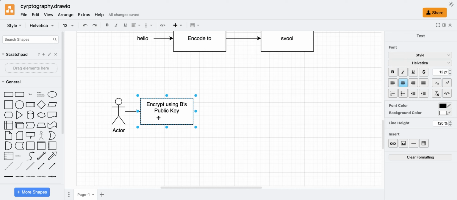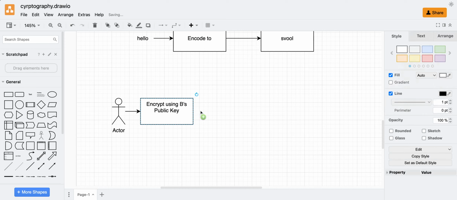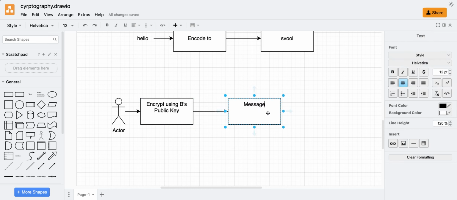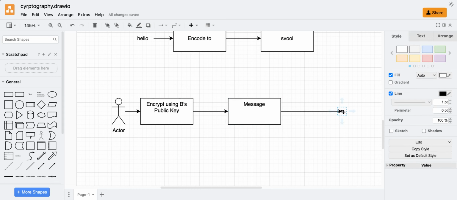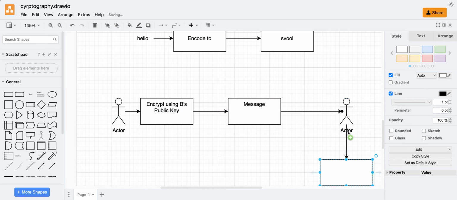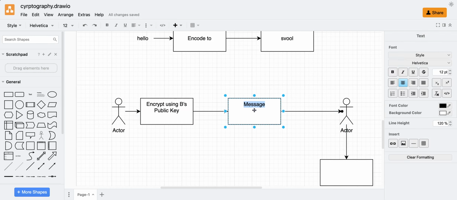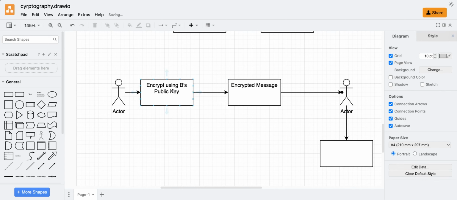So A will use B's public key to encrypt the message. Now copy it and then paste it, and simply it will be received by user B. So this message is an encrypted message, encrypted by public key.